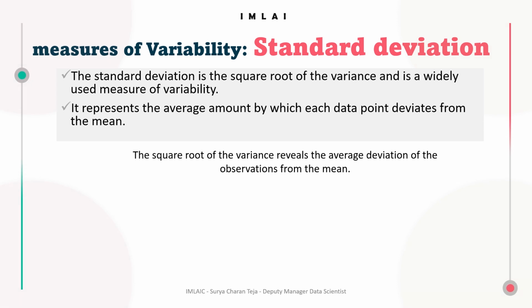So, what is a standard deviation? Standard deviation is nothing but the square root of the variance. The square root of the variance is going to reveal the average deviation of the observations from the mean. When I say observation, record, or cases, you should get the point of what I'm trying to mean. So that's our standard deviation.